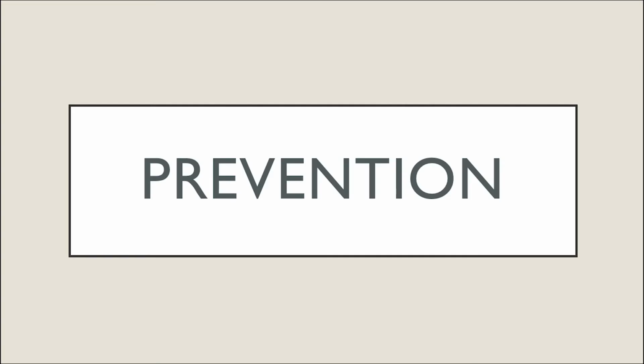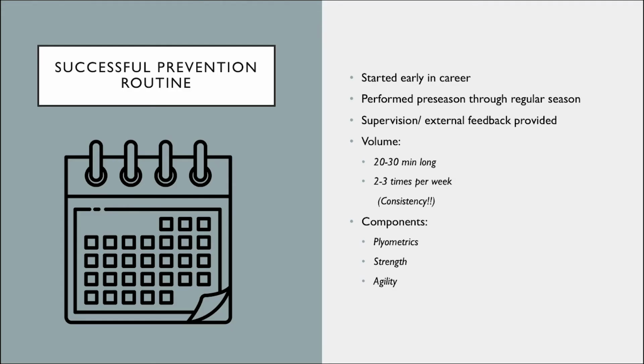Now that we've thoroughly discussed ACL tears, how they happen, who they happen to, let's move on to talking about how we can prevent them. So considerations for creating a successful prevention routine, first of all, starting it early in an athlete's career, as young as 12 years old is appropriate. The earlier you start, the better.